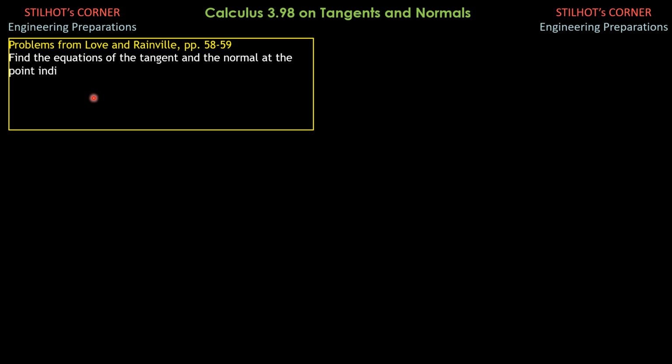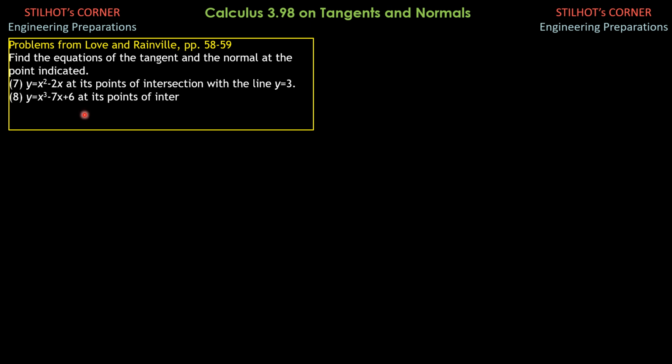2 exercises, but there are sub questions. So find the equations of the tangent and the normal at the point indicated. There are 4 exercises, by the way, from pages 58 to 59 of the book Love and Rainville.